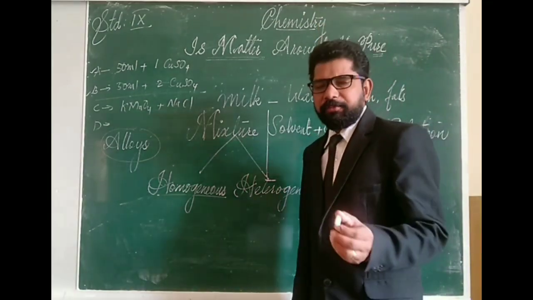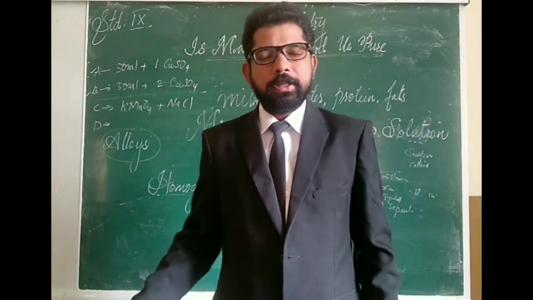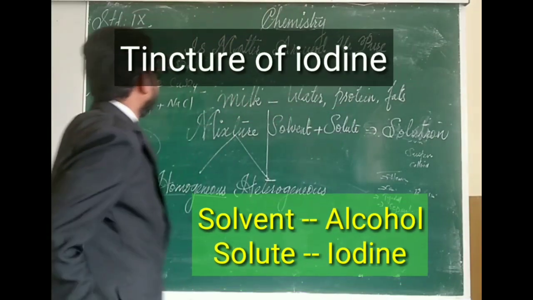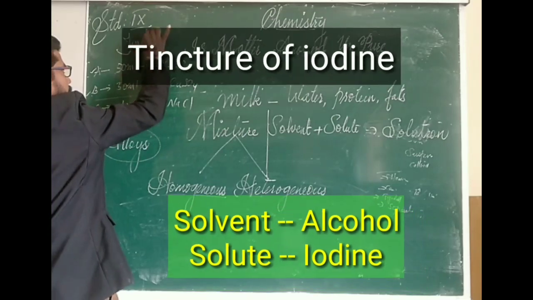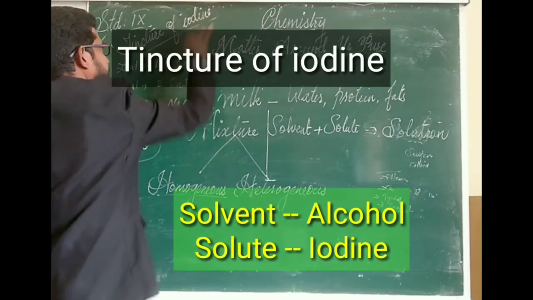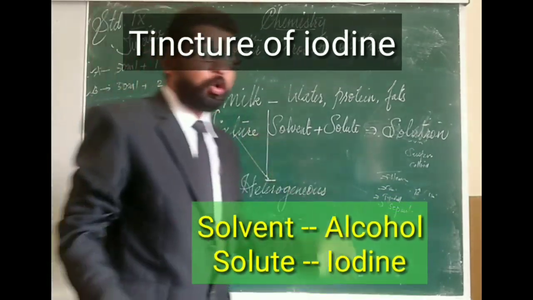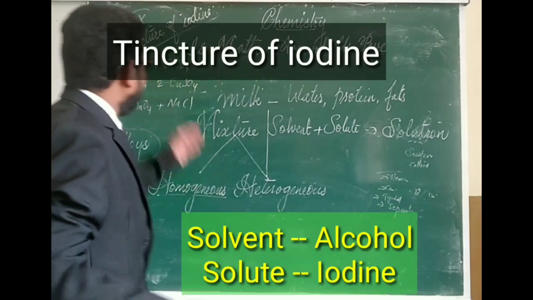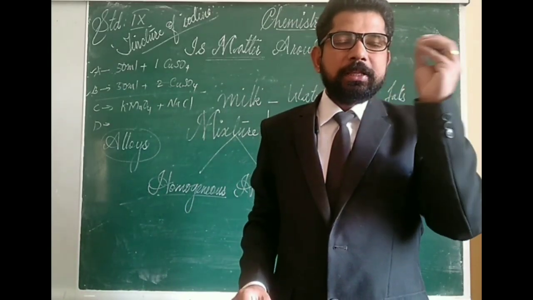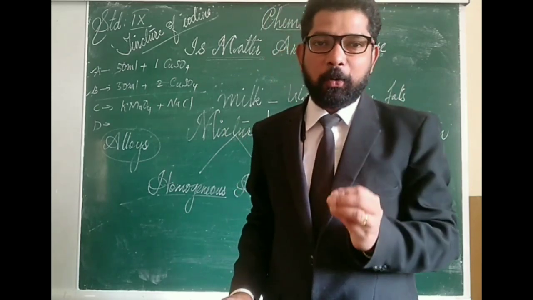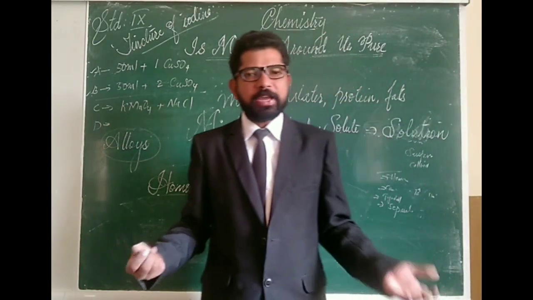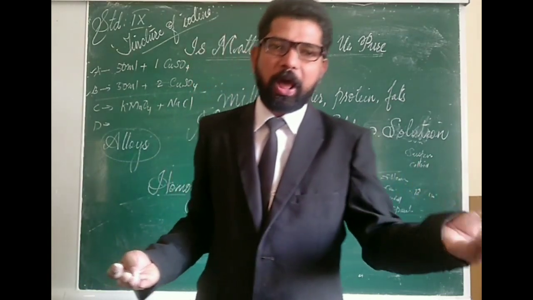And there is a disinfectant that we use in our first aid box. In most of the schools, this solution is there, I think. That is tincture of iodine. It is a solution. In an exam, if they ask the question, name the solute and solvent in tincture of iodine, we say tincture of iodine is the solution in which iodine is dissolved in alcohol. If you know that, we can say which is solute and which is solvent. Solvent is alcohol and solute is iodine.